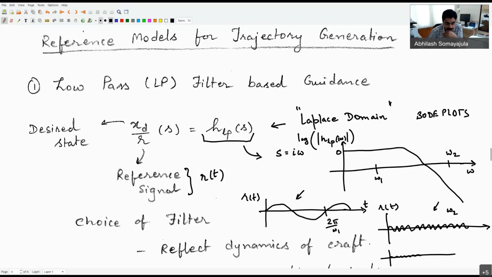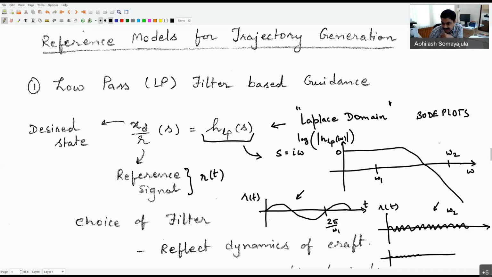So in one case, in this region, log of this thing is 0, which means this thing is equal to 1, right? If this mod of HLP is 1 and I multiply that by the input, which also has mod equal to 1, I'm getting back a signal of the same amplitude, isn't it? There may be a phase difference, which I have not spoken about so far. But at least the amplitude of the signal itself will not change. Whereas when I do it for omega 2, what will happen?